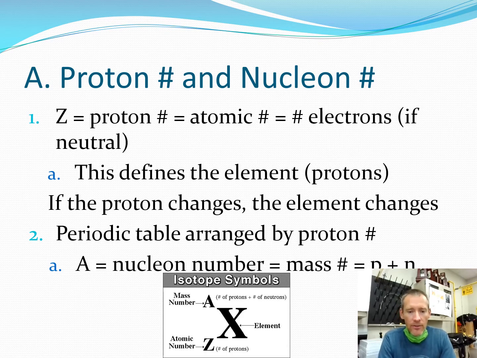Isotopes are how symbols are written. You have the element symbol, X, in the middle. The A number is the mass number, so that's both protons and neutrons. Again, electrons aren't counted. And the Z number is the number of protons. Sometimes the Z number is left out, because if you know the element, you know the Z number, or the atomic number.